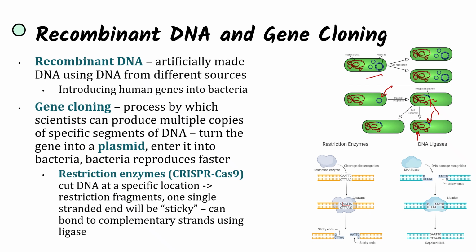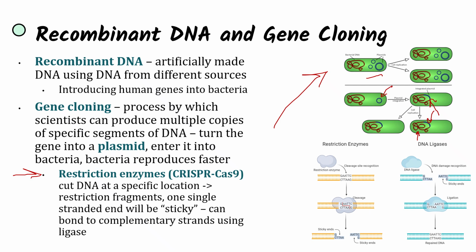Now, genes can also be cloned with the use of plasmids and bacteria, and this is the process by which scientists can produce multiple copies of specific segments of DNA. If the specific segment of DNA is turned into a plasmid and entered into a bacteria, bacteria are going to reproduce a lot faster than human cells. So all of a sudden, you can have a lot more copies of this specific gene. This is gene cloning. And cutting apart to get this specific segment of DNA happens through restriction enzymes such as CRISPR-Cas9.